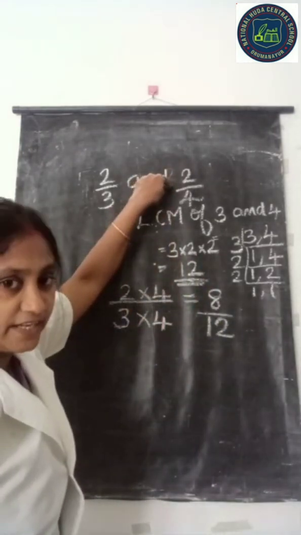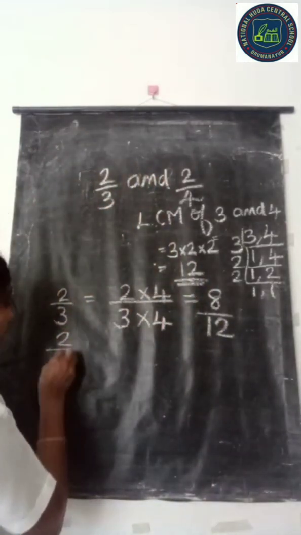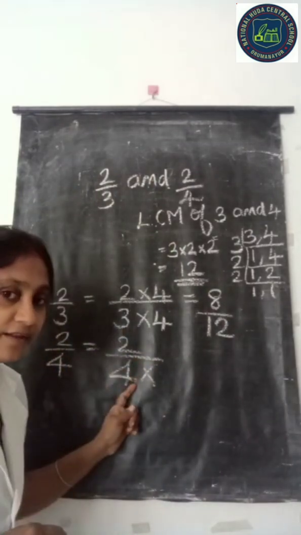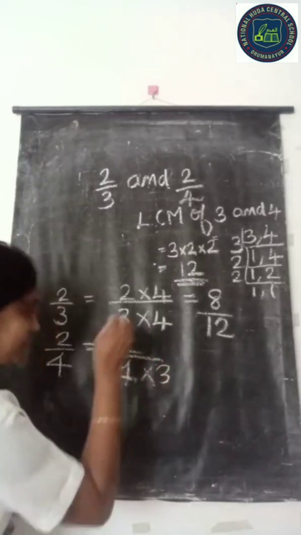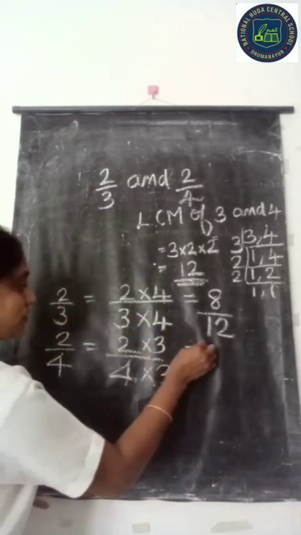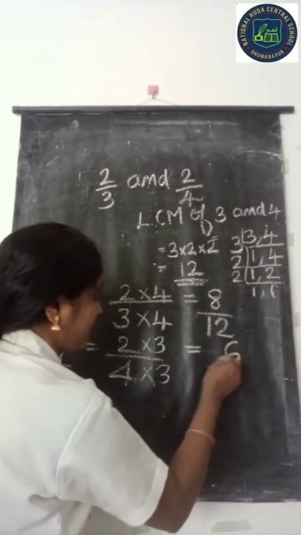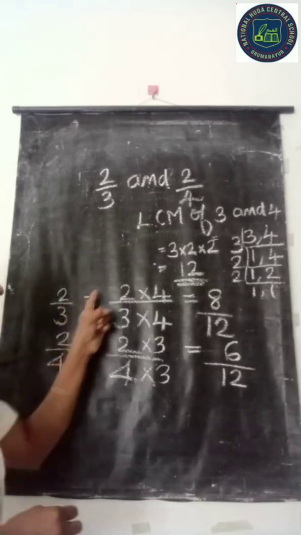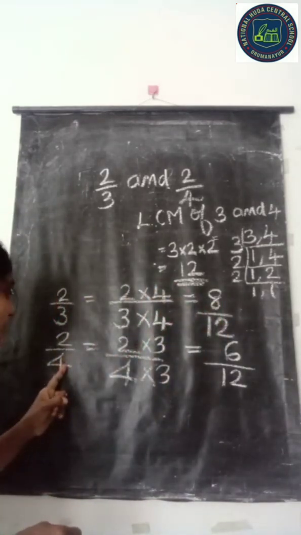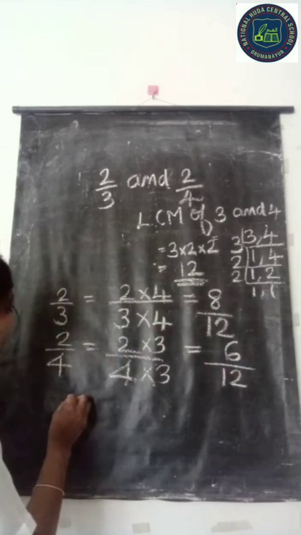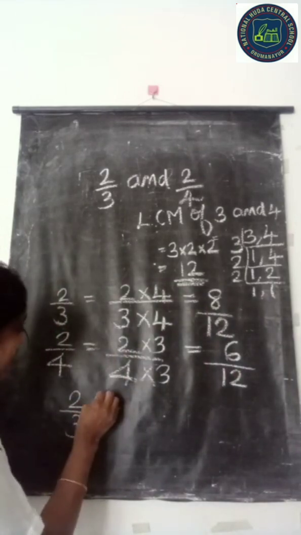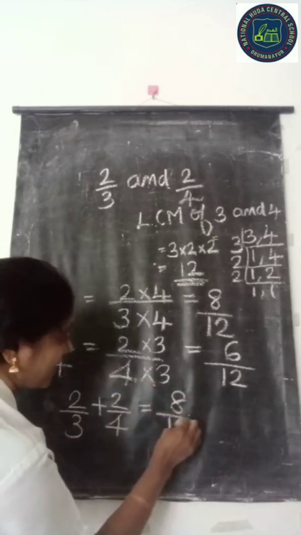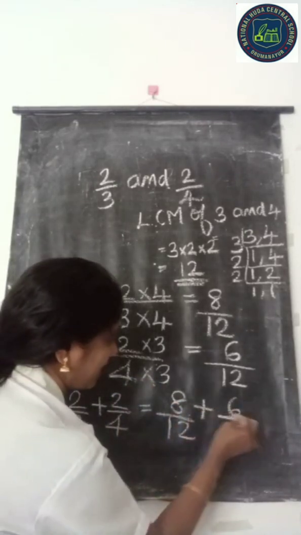Now we can take the second fraction, that is 2 by 4. That's equal to 2 by 4 into, in order to get 12 here, we have to multiply by 3 and multiply by 3 here. So that's equal to 3 into 2 is equal to 6, 6 by 12. So 2 by 3 is equal to 8 by 12 and 2 by 4 is equal to 6 by 12. Now we can write 2 by 3 plus 2 by 4. That's equal to 8 by 12 plus 6 by 12.